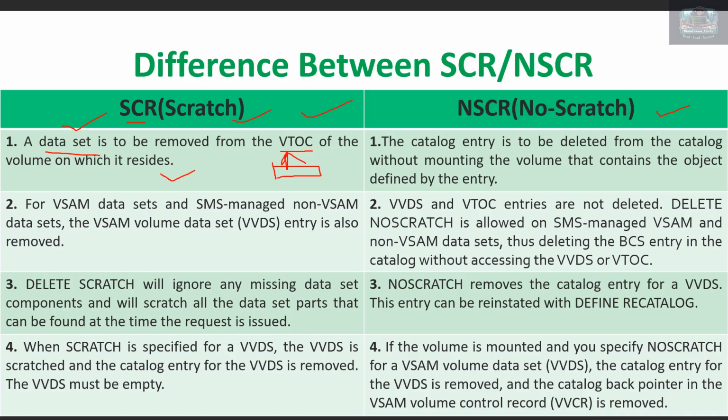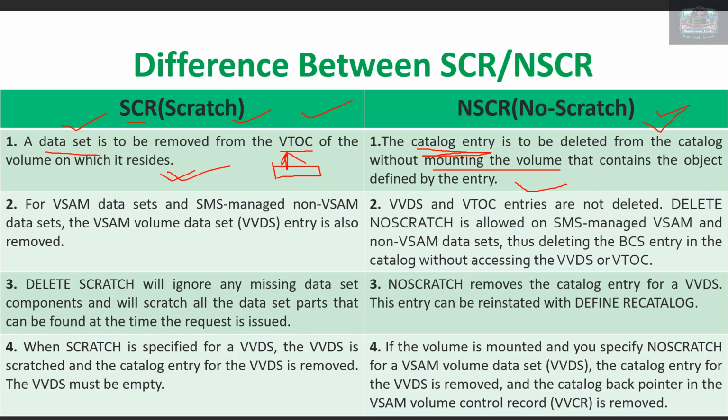And when do you give a no scratch? No scratch is given when you want to delete a catalog entry of that particular data set without mounting the volume. If you remember, I told you for VVR and NVR that you should know the volume to delete that particular volume record. But with no scratch, you should know just the data set name, that's it. Its catalog entry will be deleted, and with scratch, everything will be deleted for that particular data set.